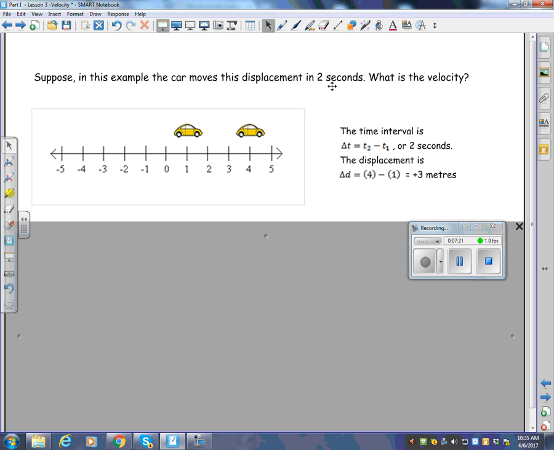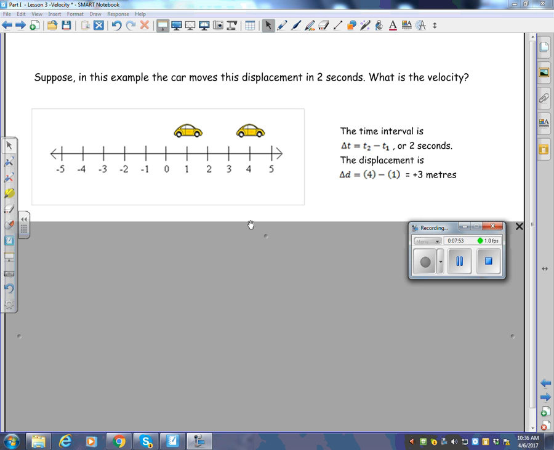So on the test, will it be just 0 then? There might be a question where it says that the car is at this point at a certain time and the car is at this point at a certain time, right? Okay. So then the time is 2 seconds. What's the displacement? Look at the picture. It started at 1 and ended at 4. 4 minus 1 is 3. The displacement is 3. The time is 2. What do we do?